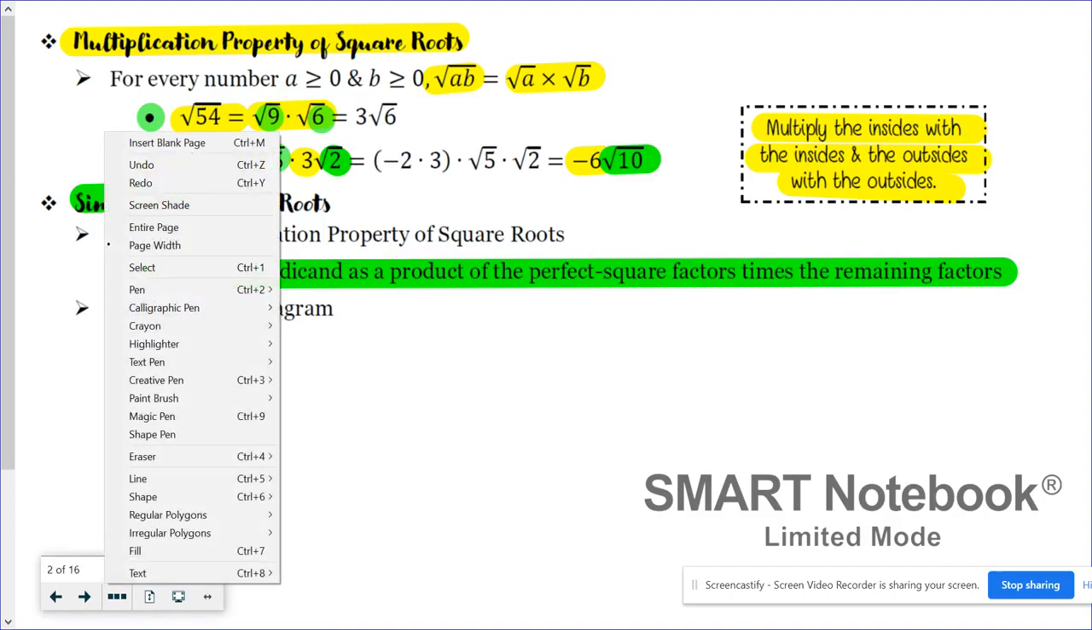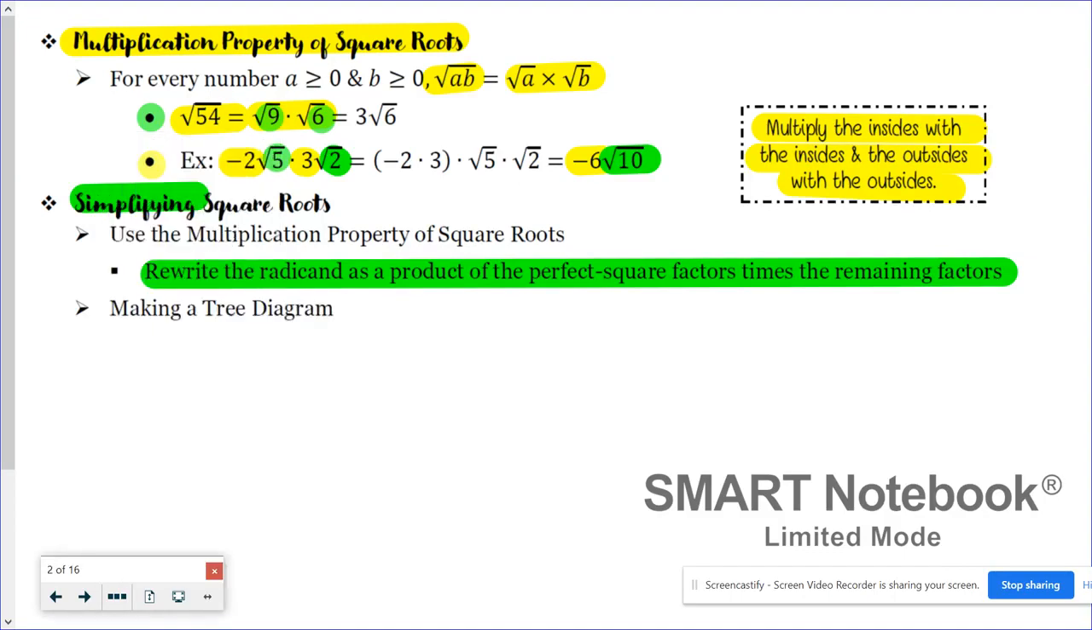And then the square root of 9 is 3. So it gets to come out of the radical. It's no longer inside of it, okay? So that's one way of simplifying square roots, is to use the multiplication property of square roots. It does involve you finding that largest perfect square factor right away.